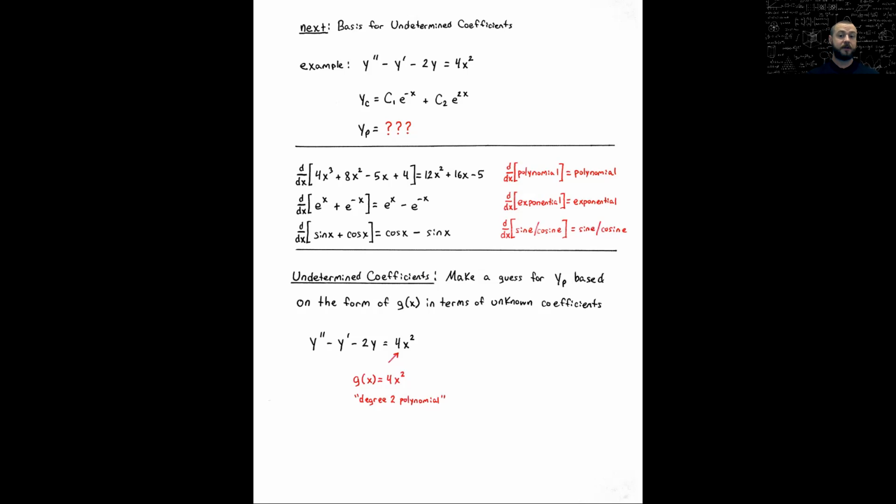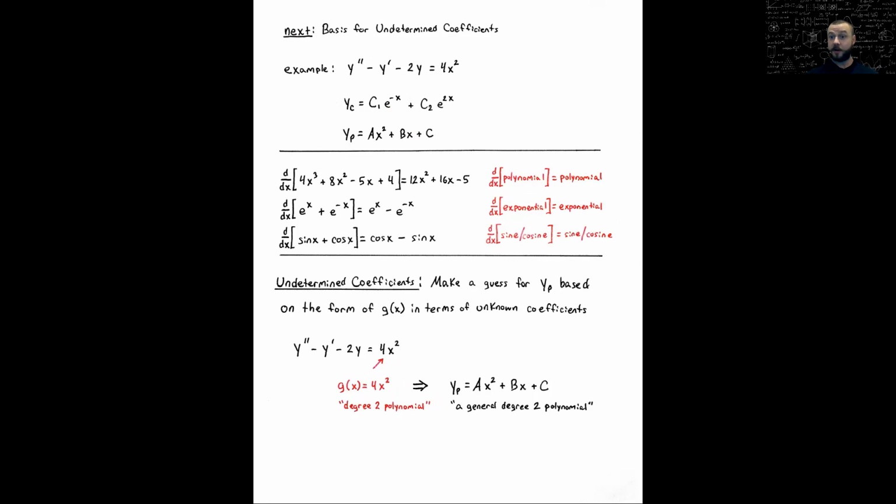Now, what type of function will differentiate and combine with y and its derivatives in your differential equation to give a degree 2 polynomial? Well, another degree 2 polynomial. So for this example, we would try a general degree 2 polynomial, something of the form ax squared plus bx plus c. Keep in mind, this particular solution yp is combined with its first and second derivatives according to your differential equation. Depending on the signs, positive or negative, we want to find terms that cancel out and leave you with 4x squared, the right-hand side for this example.